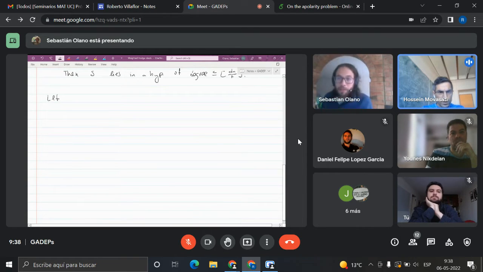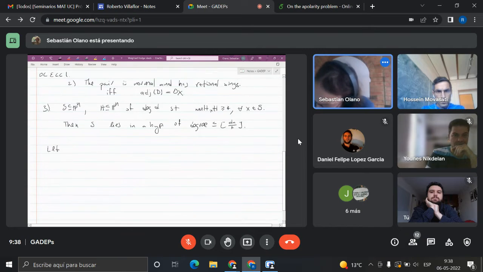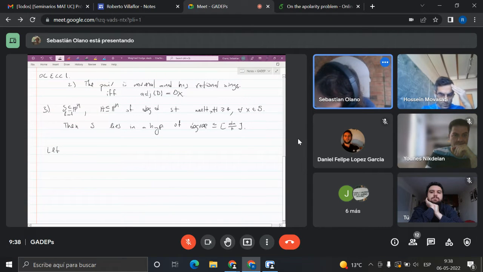But there is no restriction on the cardinality of S, no? No restriction. It has to be finite. So let's say here, finite. But yeah.